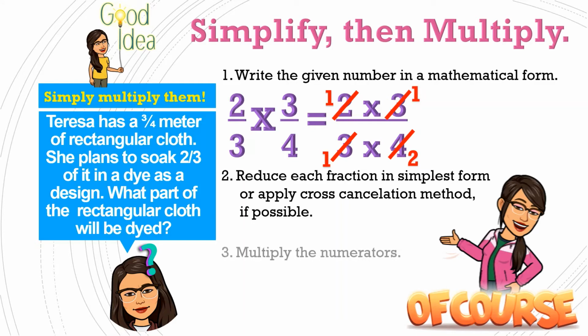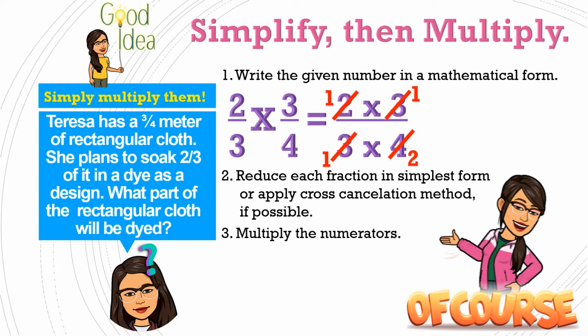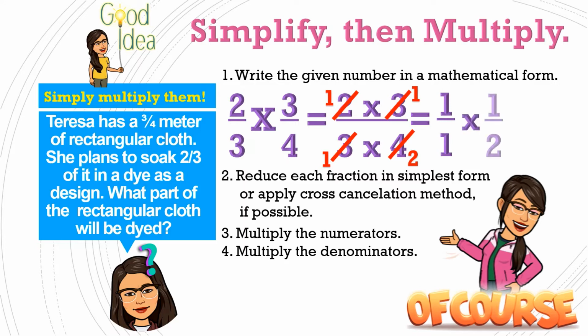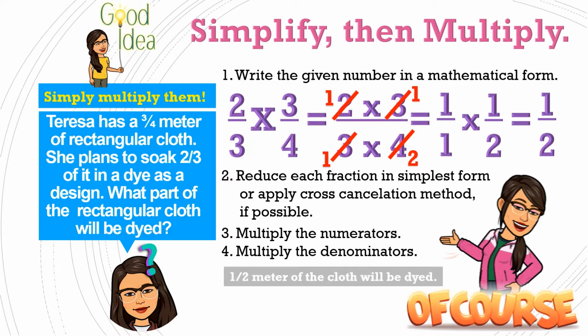With this, you are just going to proceed to multiplying the numerators and denominators. So you will have 1 times 1 and 1 times 2 in the denominator. So the answer now will become 1/2. That's easier, right? So 1/2 meter of the cloth will be dyed.